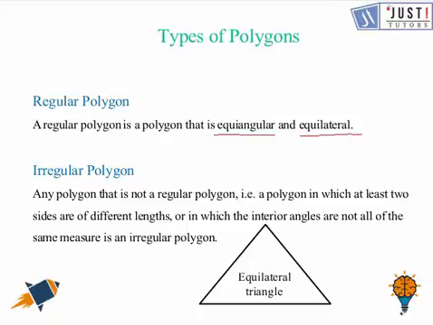But in irregular polygon, any polygon that is not a regular polygon is classified as an irregular polygon. So a polygon in which at least two sides are of different length, or in which the interior angles are not all of the same measure, that means the angles are not the same, will be classified as an irregular polygon. So this is the difference between a regular polygon and irregular polygon.